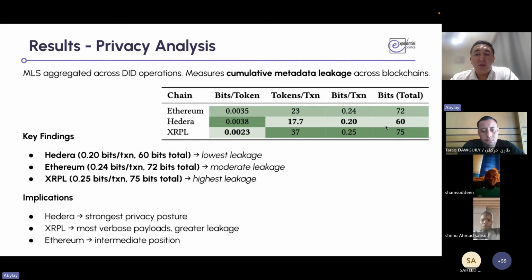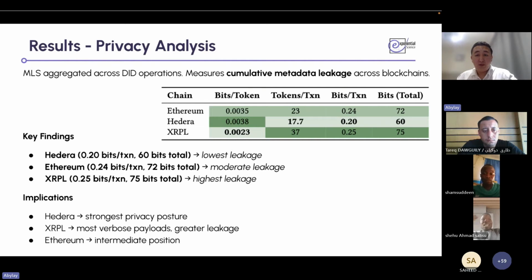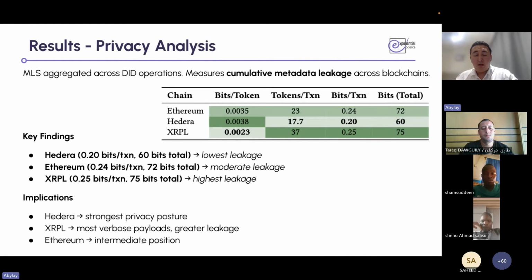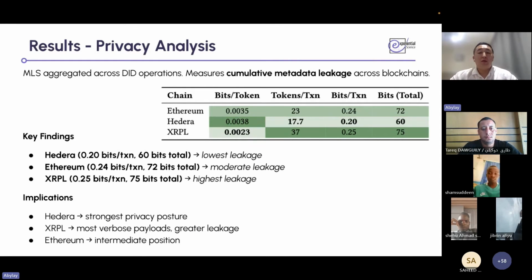It seems like the numbers are pretty close to each other, but in a decentralized identity network, you will have millions of transactions, because anyone can create their identifiers, issue credentials, present them, and so on. So these leakages could accumulate, and the total cumulative value will be crucial at the end.